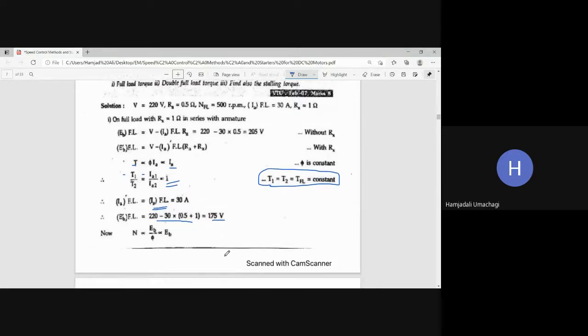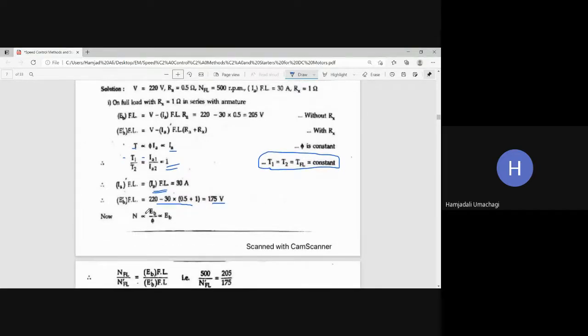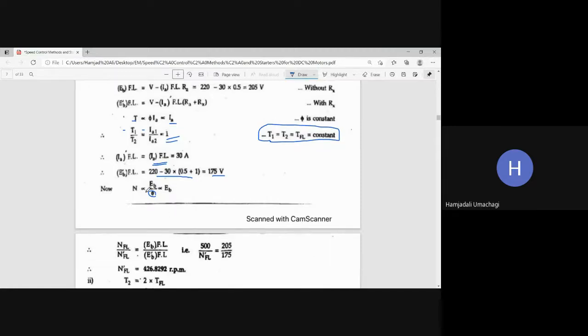Now we know the speed equation. What is that speed equation? N is directly proportional to Eb by phi. If flux is constant, then N is directly proportional to Eb. So using this equation, NFL is directly proportional to EbFL, and the second speed N dash FL is directly proportional to Eb dash FL. So using that, NFL by N dash FL equal to EbFL by Eb dash FL.